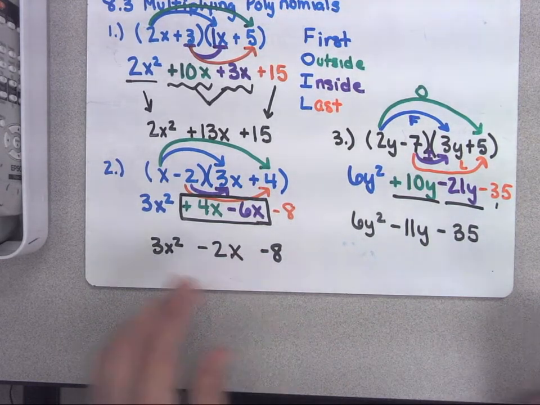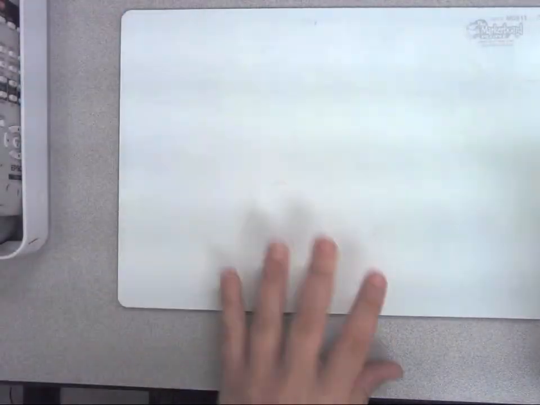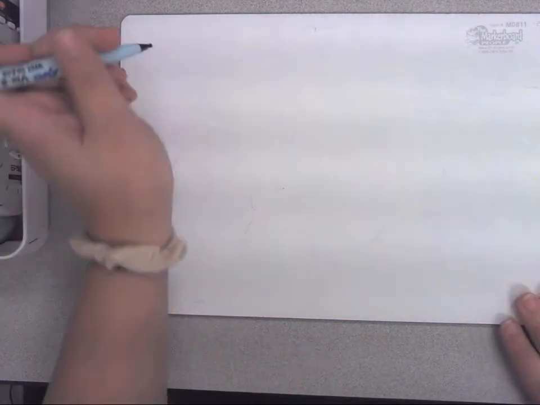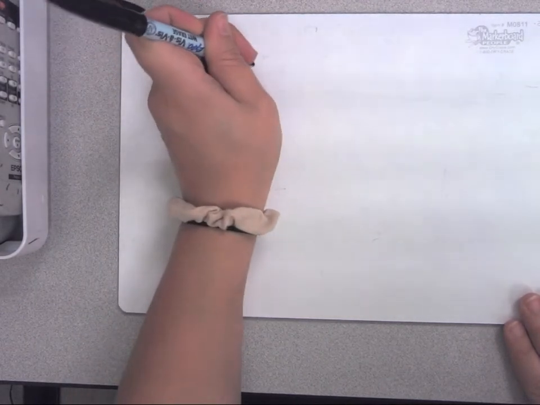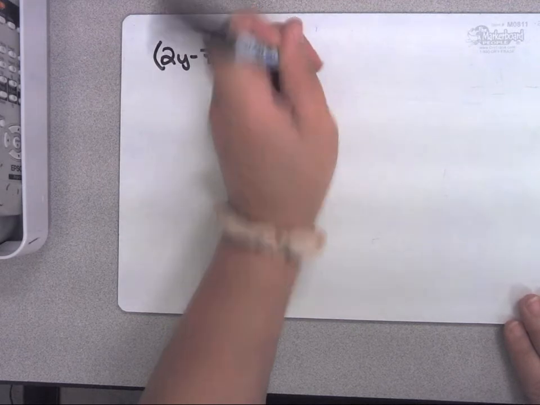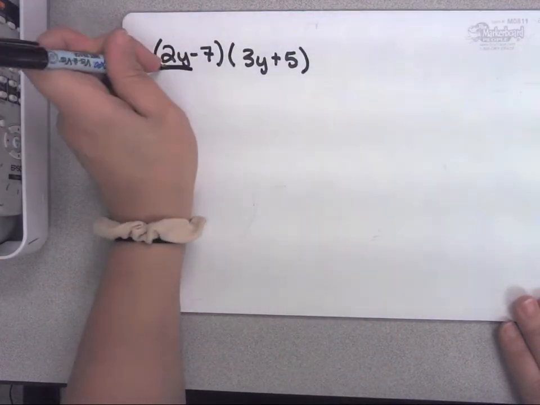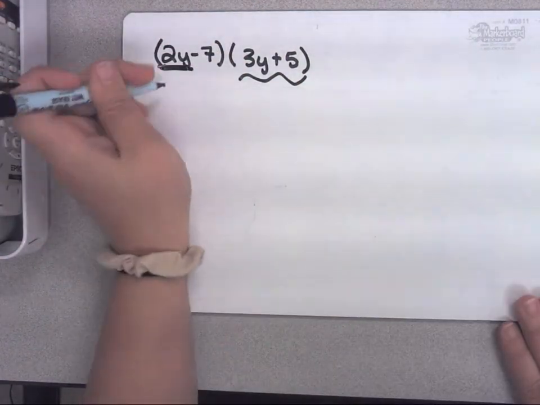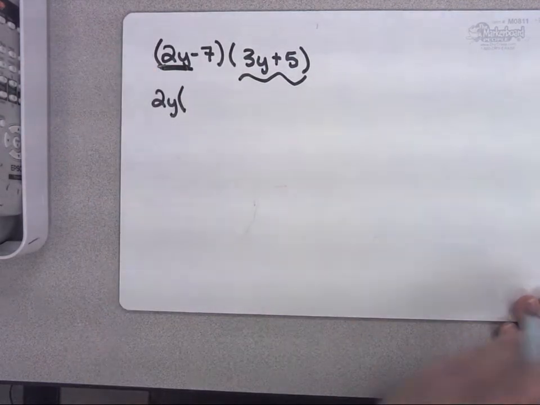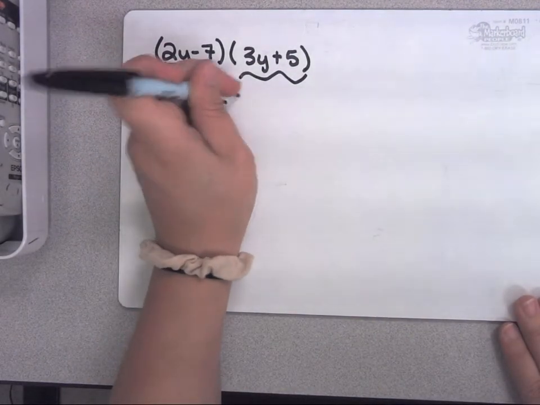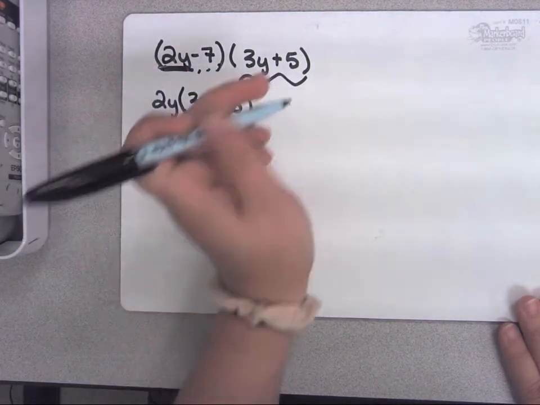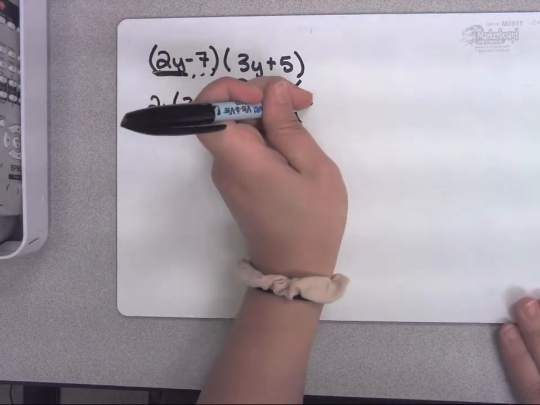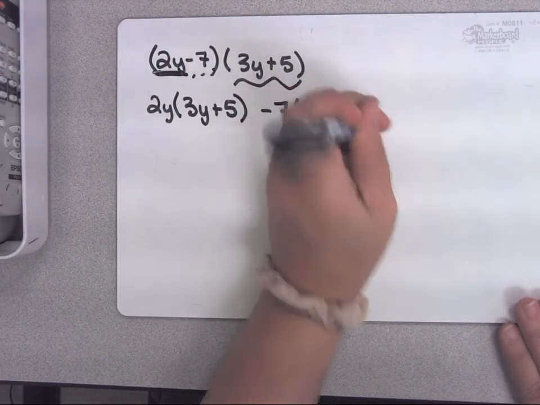So if you don't like this, real quick, I'll show you this just in case. The same exact problem we just did, 2y minus 7 and then 3y plus 5. So if you don't like foiling, what you can do is take the first one times all of the second one. So you take 2y and multiply it by all of the second one. And then you take minus 7 and multiply it by all of the second one. So you can write it out like that.